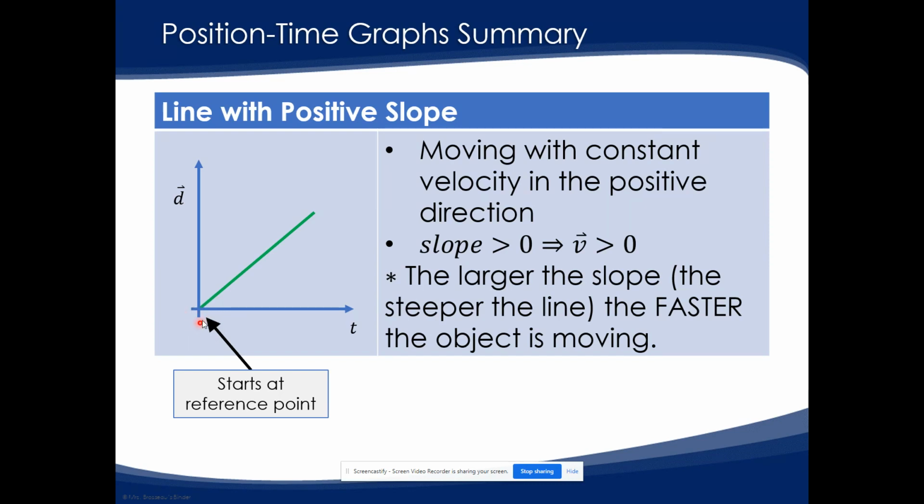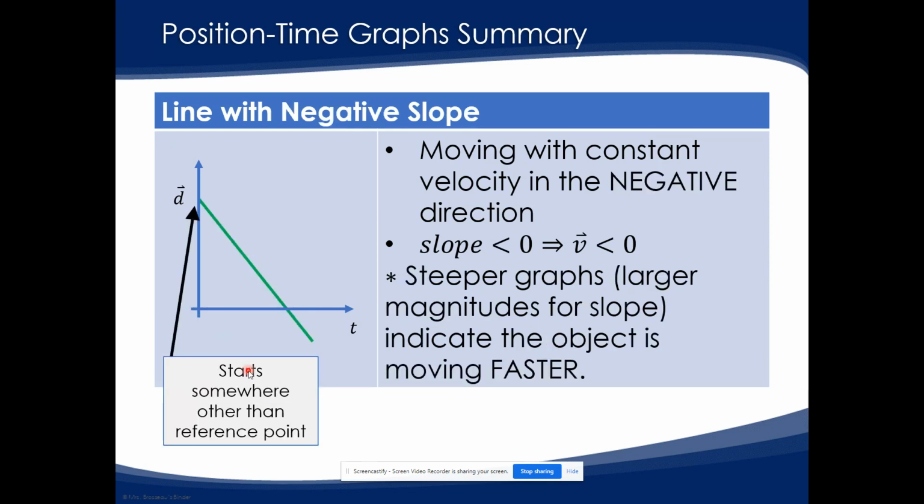And this graph right here is showing that our reference point is where we're starting here at 0, 0. Now, a line with a negative slope means that we're moving with a constant velocity in a negative direction. And when we're moving in a negative direction, all that we're doing is taking whatever direction is labeled on our y-axis, and we are going in the opposite. So if we're saying north, then our final is actually going to be south. If the axis is labeled west, then our final velocity is moving east. And again, the steeper the slope, the faster the object is moving.